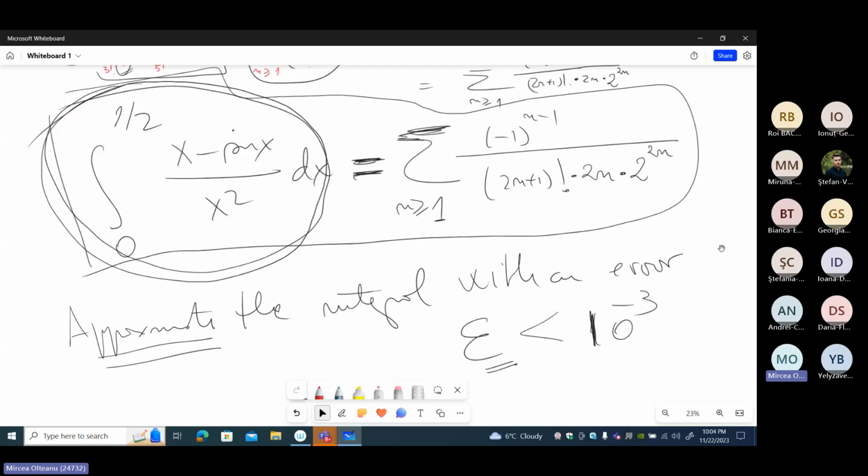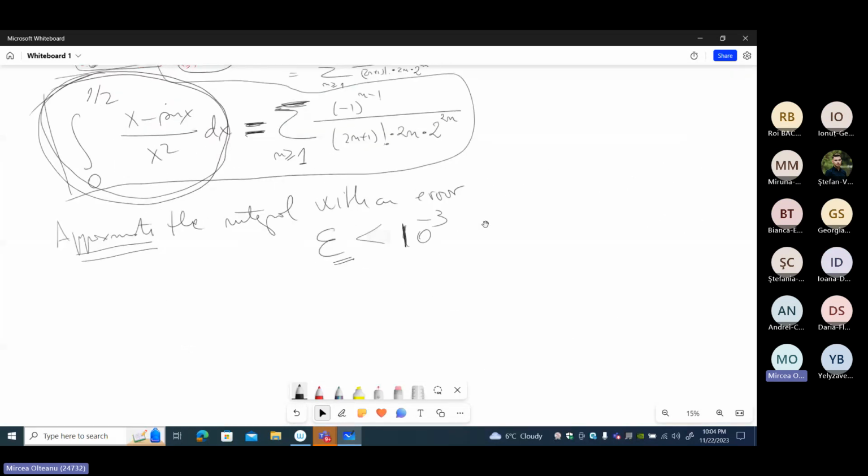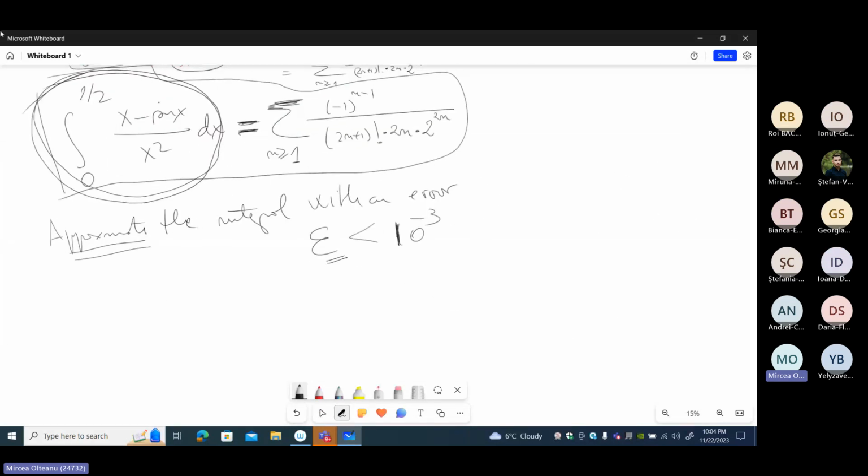So now let's finish our exercise. How to approximate. In order to approximate the value of the integral, now we need to approximate the sum of the series. Now, the main observation for this series is that it is an alternating series and it's convergent according to Leibniz test.